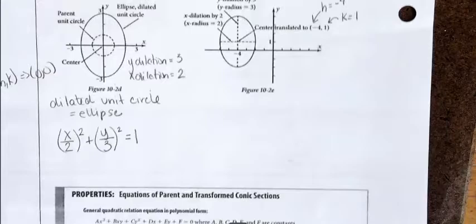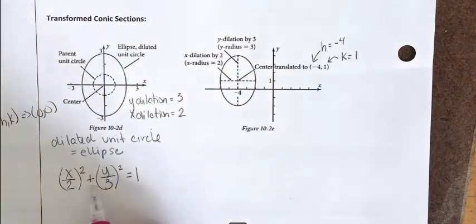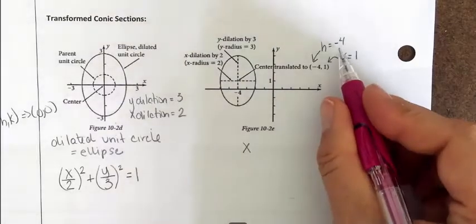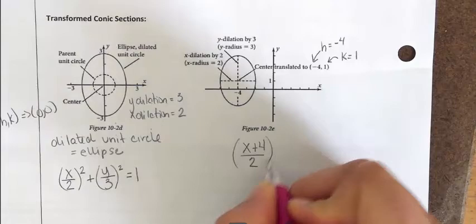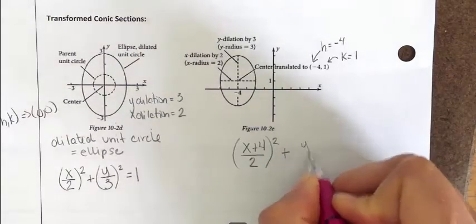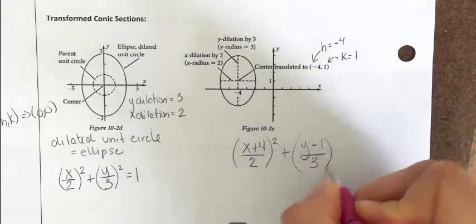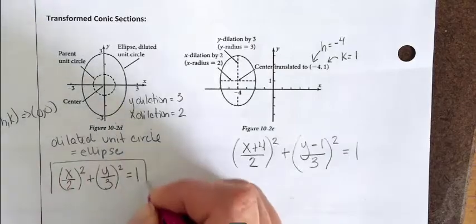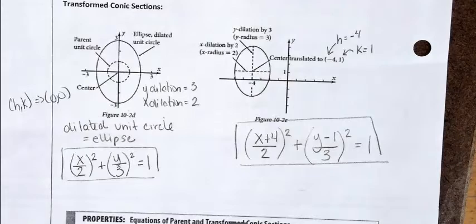So this equation here then is going to have the exact same dilation factors. The only difference is that I now have an h and a k. So it's x minus h. Well, x minus negative 4 is going to be x plus 4 over my dilation factor of 2. And then y minus k, well, y minus 1 over my dilation of 3 equals 1. So those are how you take the graphs of these ellipses and you come up with actual equations of them.